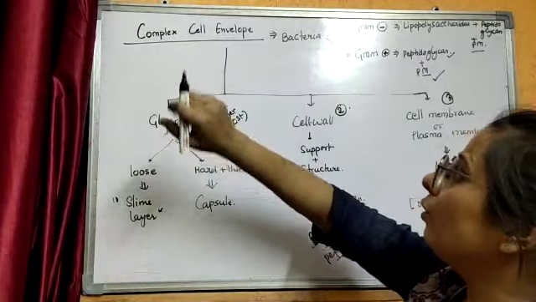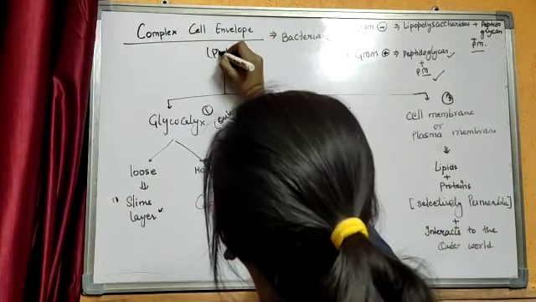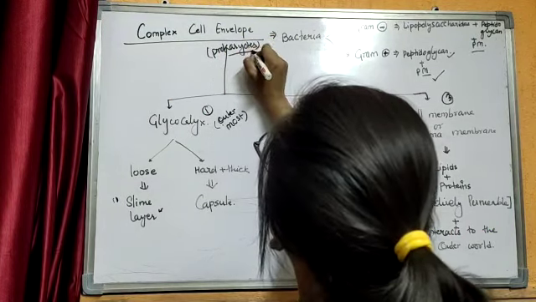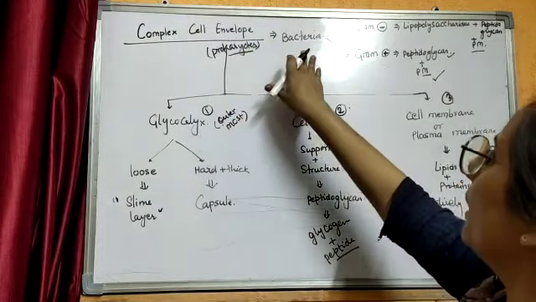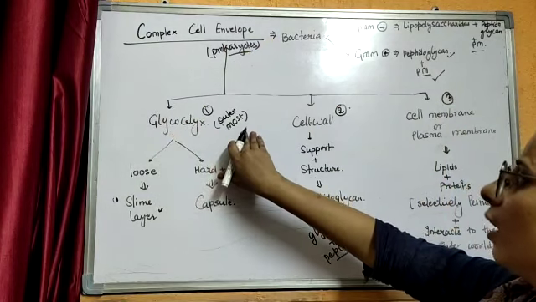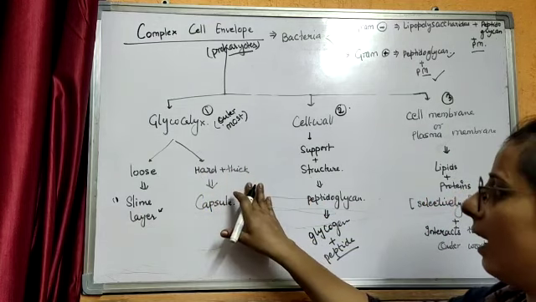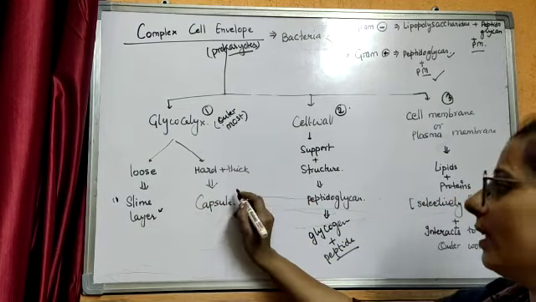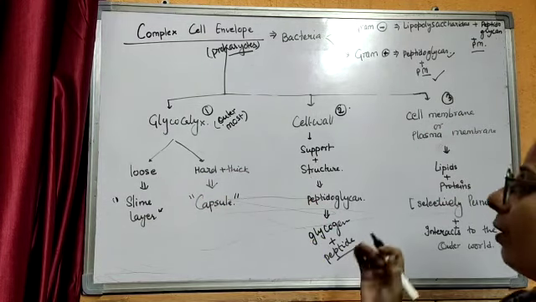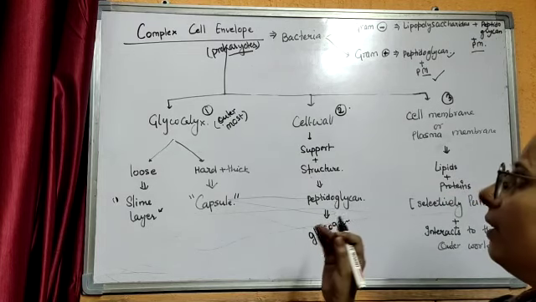Now we will study the complex cell envelope of a bacterium or prokaryote. Bacteria have three layers. The first one is the glycocalyx, the outermost layer. If it is loosely bound, it is called the slime layer. If it is hard and thick, it is called the capsule, and it protects the bacterium from the acidic or basic environment of the organism it interacts with.